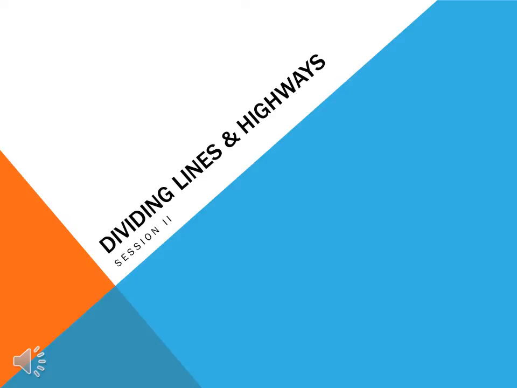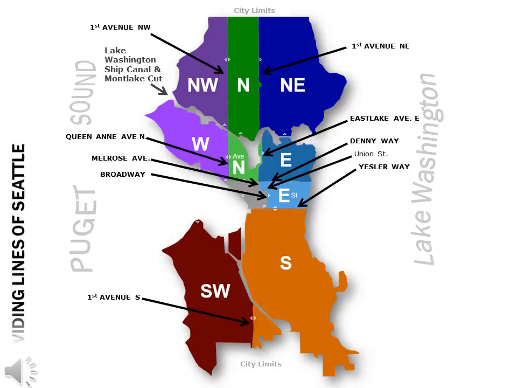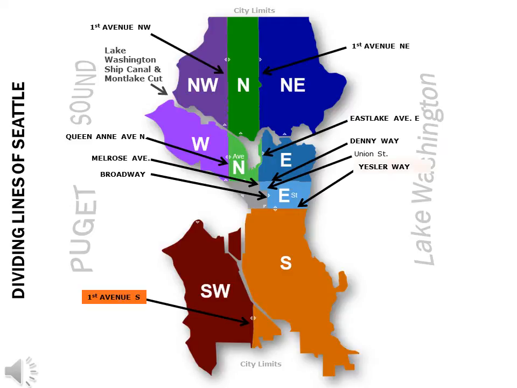Dividing lines and highways, Session 2. Dividing lines are key for finding an address. You must know the 8 dividing lines of the city of Seattle, which include First Avenue South, which divides Avenue South from Avenue Southwest, and also divides South Streets from Southwest Streets.